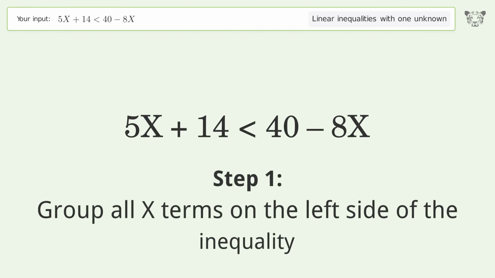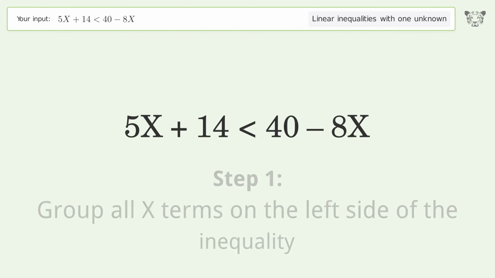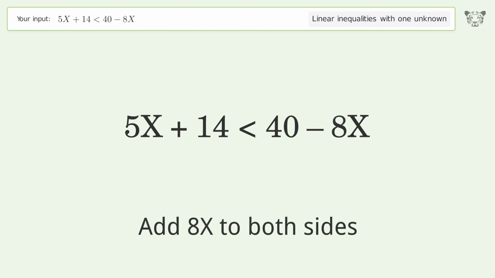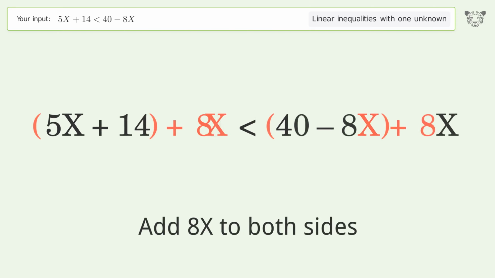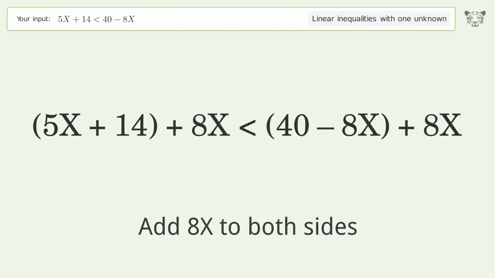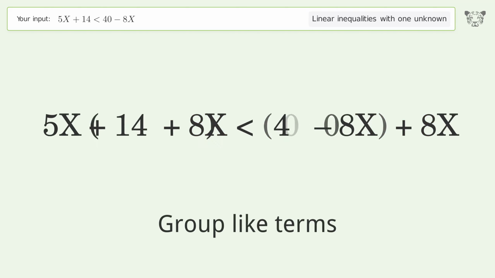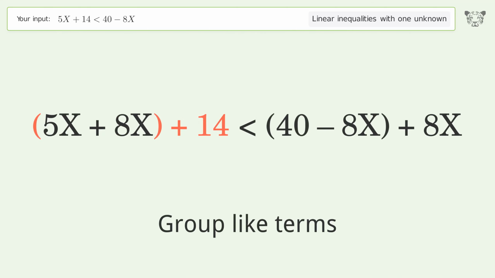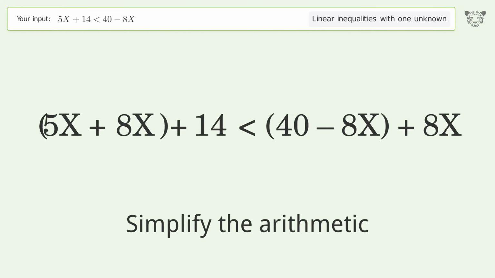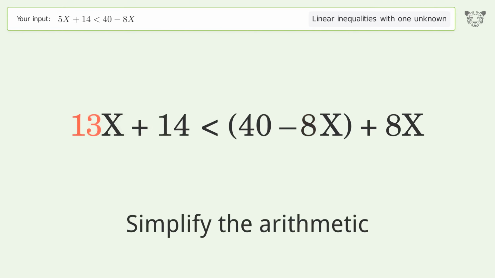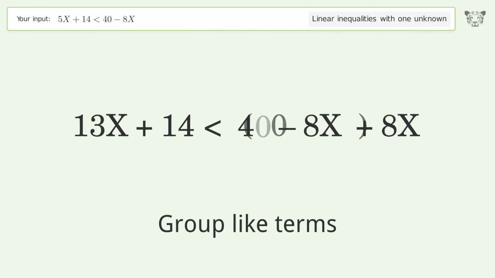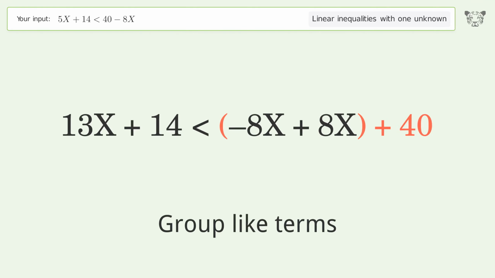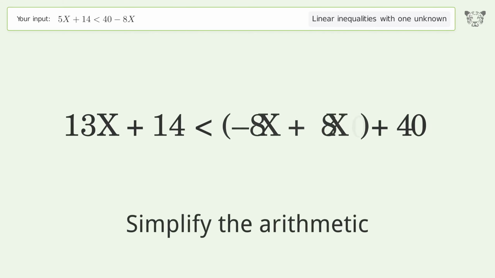Group all x terms on the left side of the inequality. Add 8x to both sides. Group like terms. Simplify the arithmetic. Group like terms. Simplify the arithmetic.